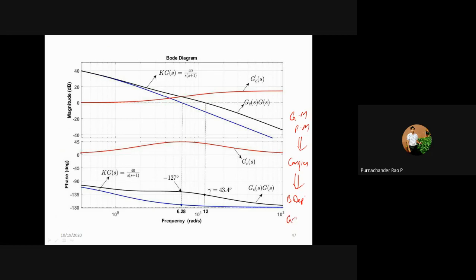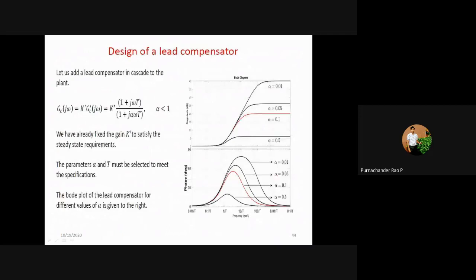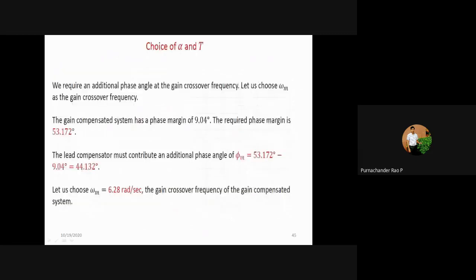So you have to verify whether you are getting the required phase margin and gain margin or not. For that case, we use this design procedure. This is the design of a lead compensator. This is the transfer function. With the help of this equation, we are going to get the values of phi m and omega m.